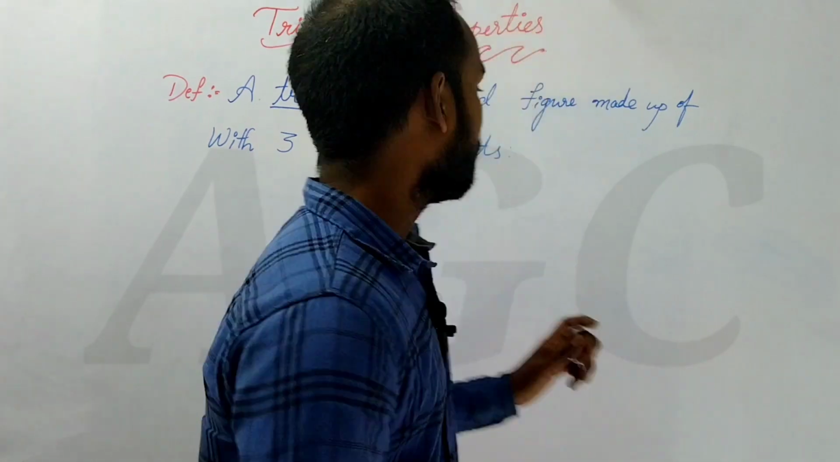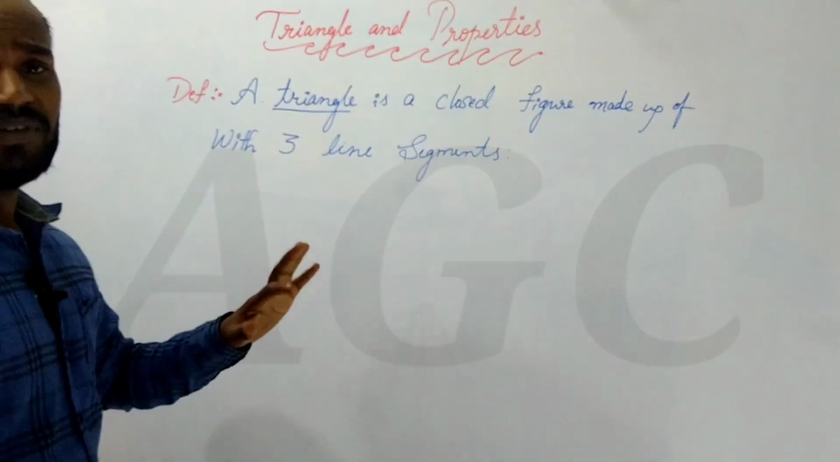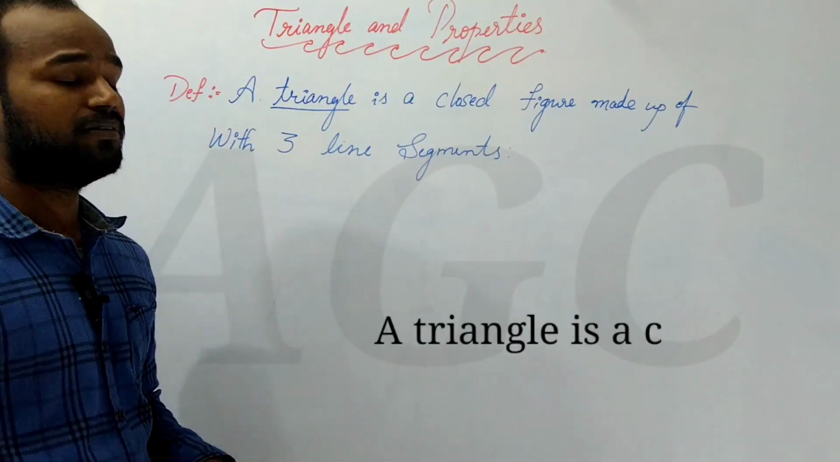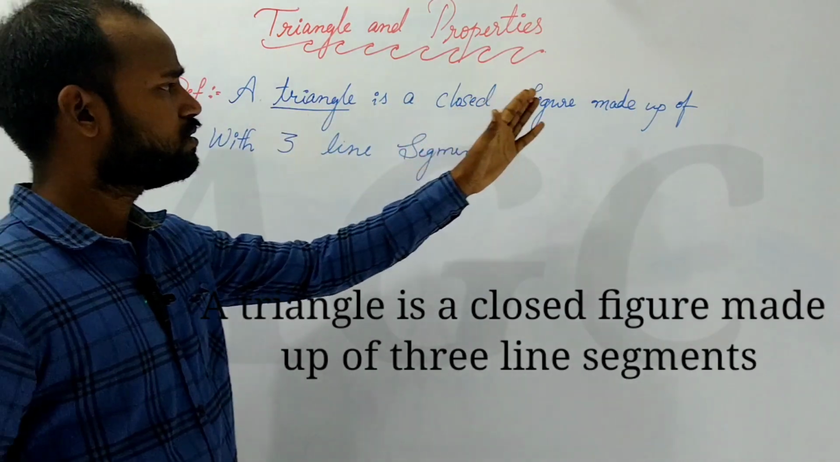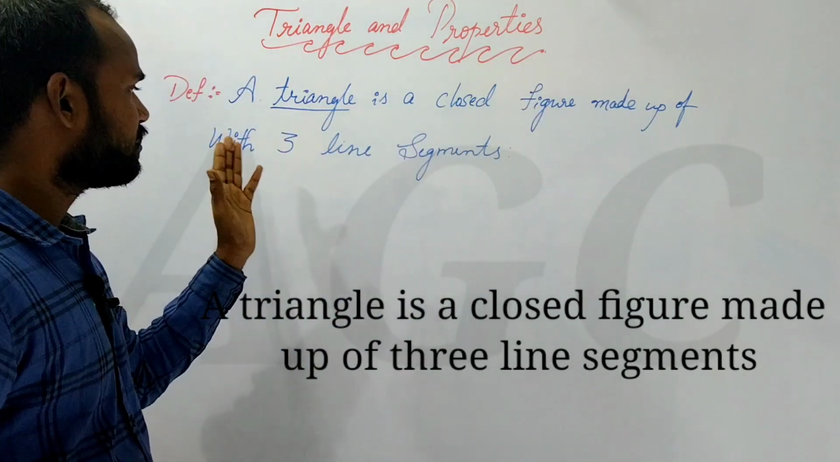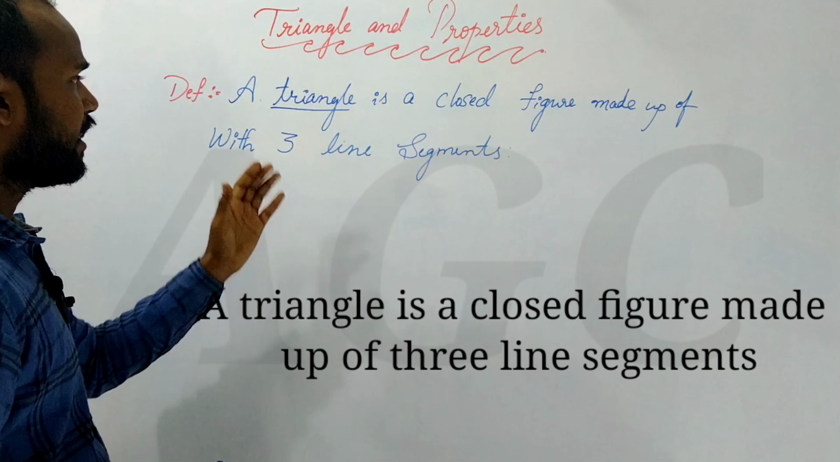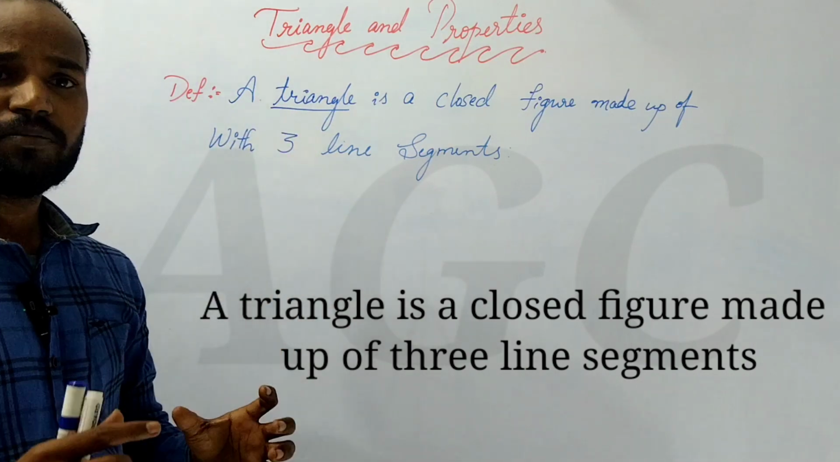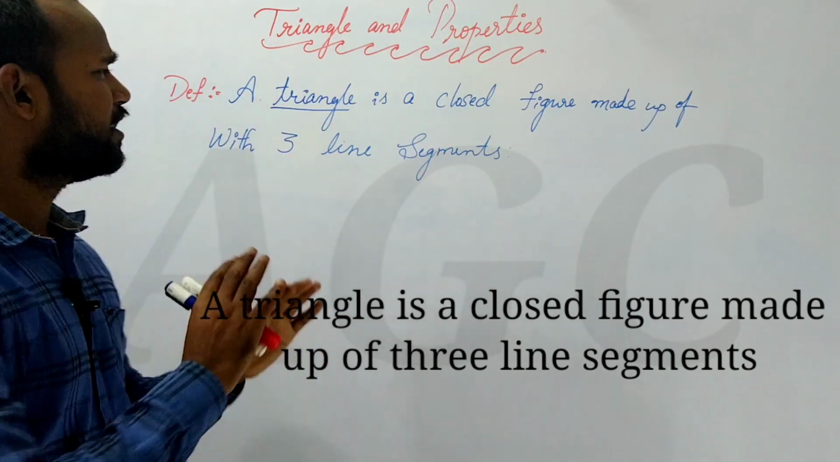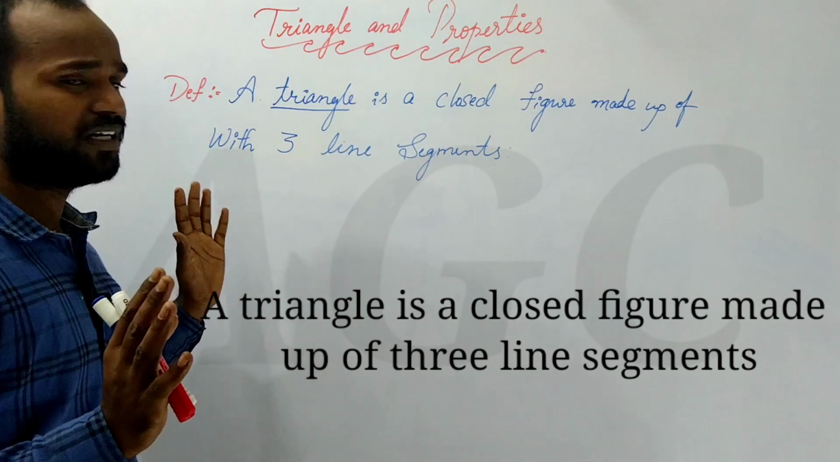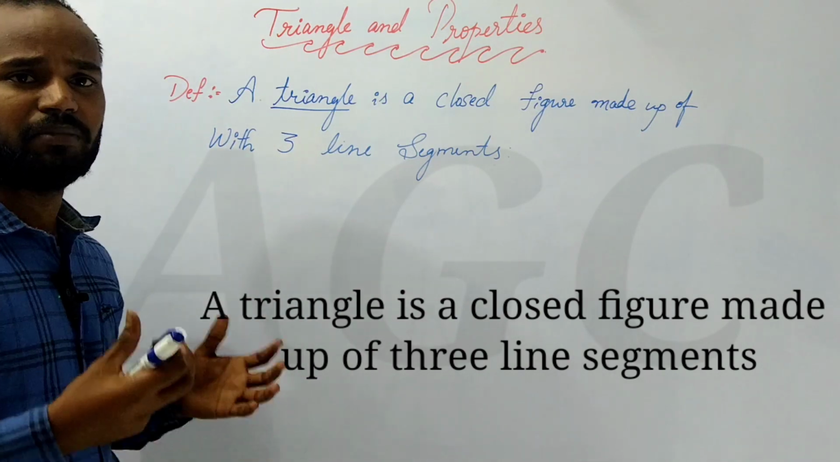Okay, right now, here is the definition. What is the definition of a triangle? A triangle is a closed figure made up of three line segments. You may not understand this definition yet, I think, right? So now we will go with the base.